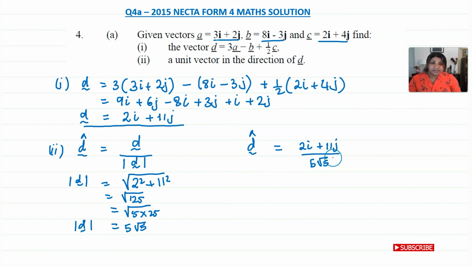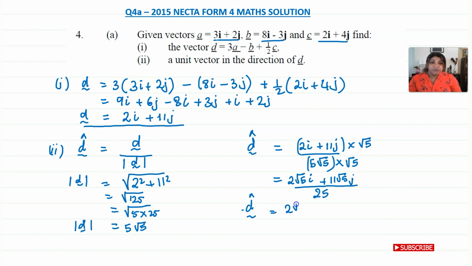So we need to rationalize it. This means we need to multiply by root 5 here, and then we need to balance it by multiplying that numerator with root 5. So this will give you 2 root 5i plus 11 root 5j, and everything over 5. Now root 5 times root 5 is 5. So 5 times 5 is 25. You could leave it like this, but you could also write 2 root 5i over 25 plus 11 root 5j over 25.